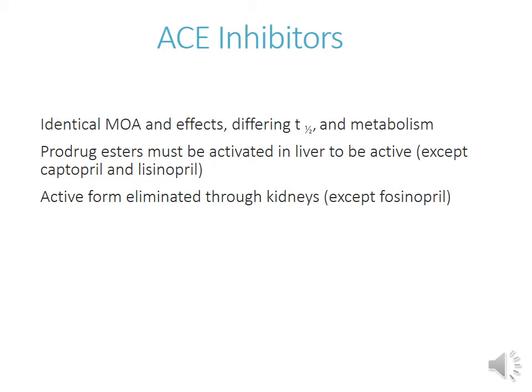So our ACE inhibitors, you're going to see there's quite a few of them. They all have an identical mechanism of action and effects. You're going to see differing things like half-life and different things in metabolism. A lot of them end up being prodrugs, so they end up having to be converted in the liver to their active forms. The only two exceptions to that would be captopril and lisinopril. And then most of them are going to be eliminated through the kidneys, except for fosinopril. It's actually going to be more in the liver.